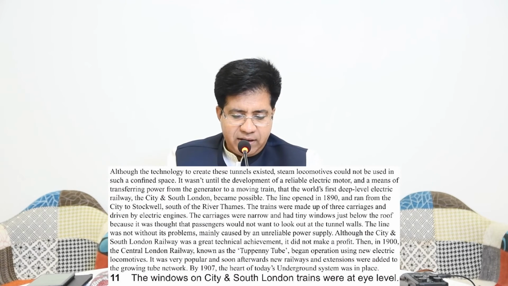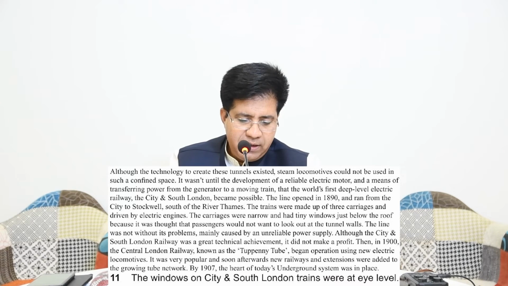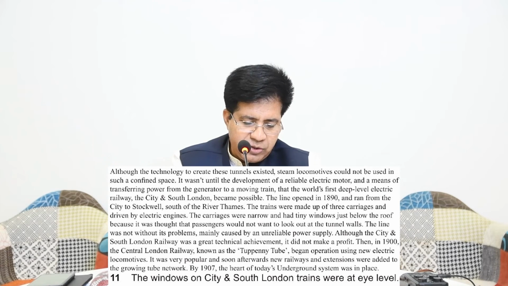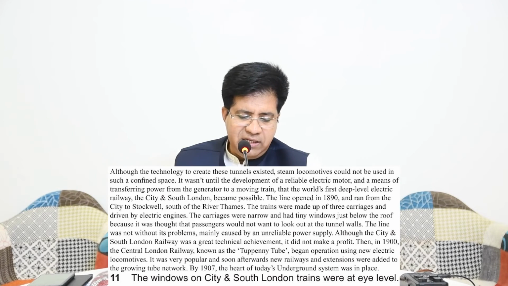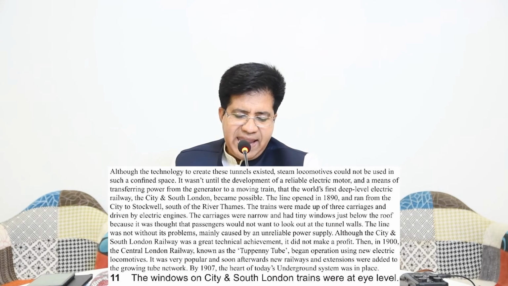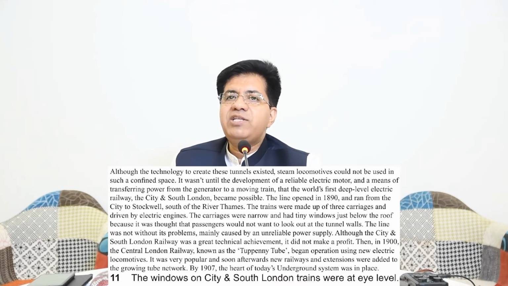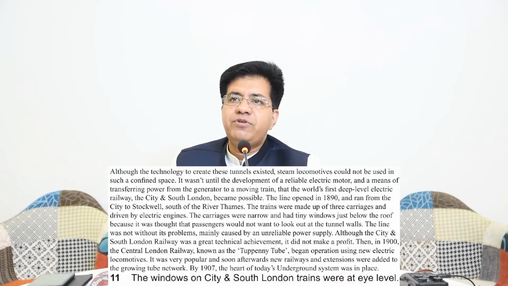It's the last paragraph where you see the word window. Just scan it. Got it? Last paragraph, 1, 2, 3, 4, 5, 6th line. Middle, the carriages were narrow. Got it? Now let's read it. Last paragraph, 6th line after full stop.